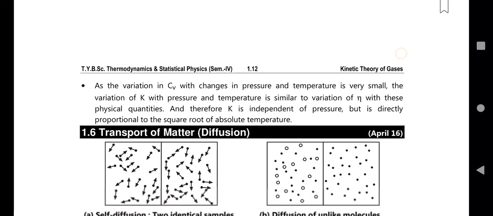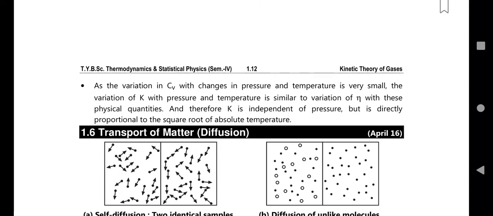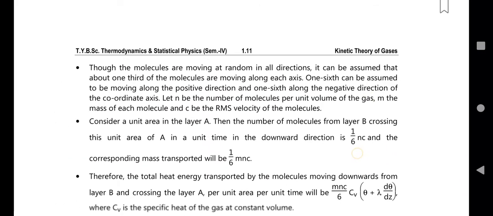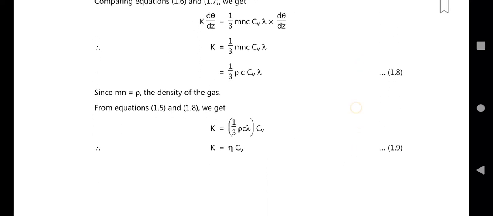As the variation in CV with changes in pressure and temperature is very small, the variation of K with pressure and temperature is small, similar to the variation of η with these physical quantities. Therefore K is independent of pressure but is directly proportional to the square root of the absolute temperature. By this equation we know that K is directly proportional to the square root of the absolute temperature.